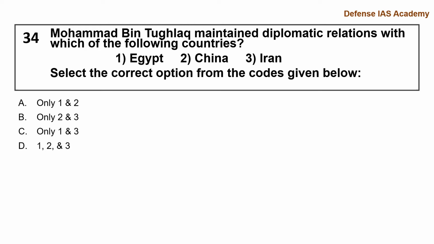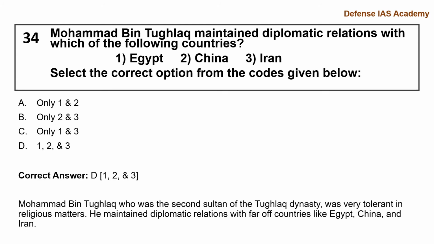Question 34. Muhammad bin Tughlaq maintained diplomatic relations with which of the following countries? The options are 1. Egypt, 2. China, 3. Iran. Select the correct option from the codes given below. The correct answer is option D, 1, 2 and 3. Muhammad bin Tughlaq was the second sultan of the Tughlaq dynasty and was very tolerant in religious matters. He had diplomatic relations with far off countries like Egypt, China and Iran.